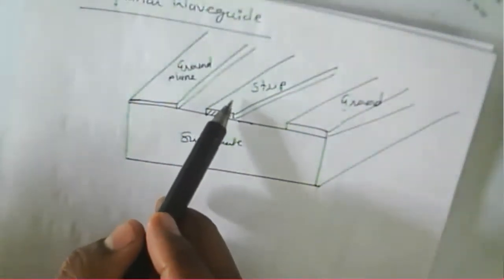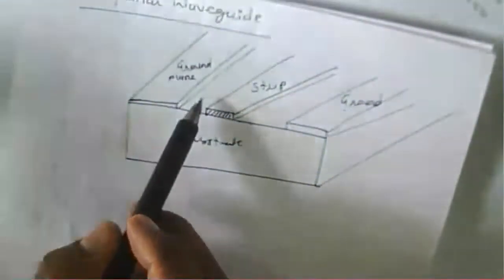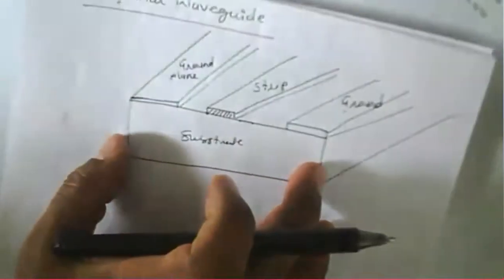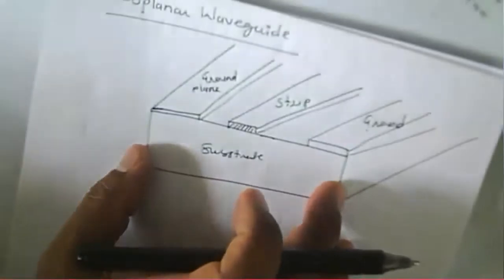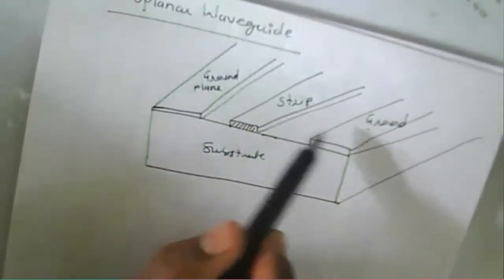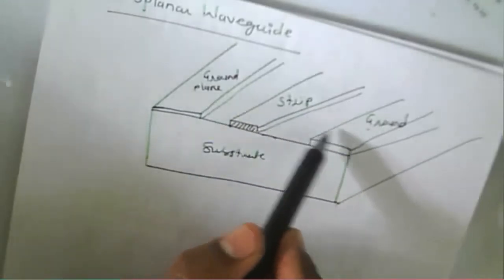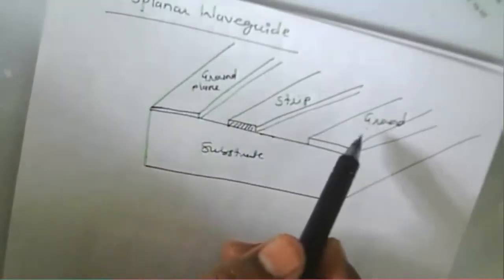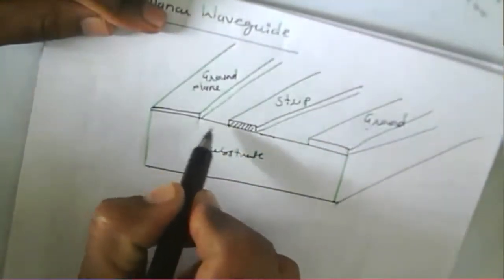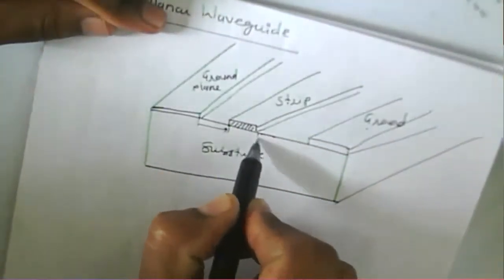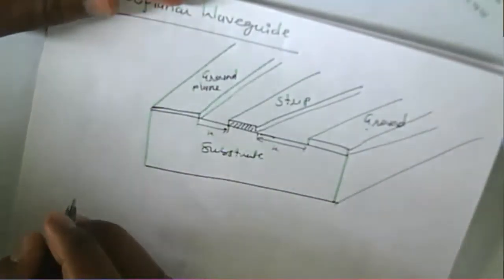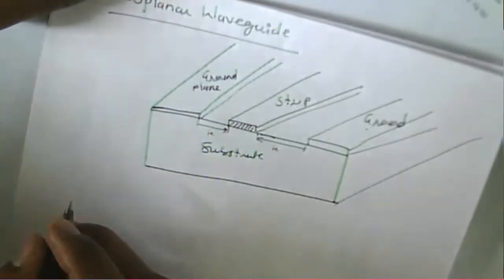Now this strip, we can see that it is at the center of the structure, that is the central strip, and that central strip has two parallel conductors, or you can say parallel ground planes. And if you see the distance between this particular strip and the ground plane, it is to be a constant. The distance should be the same there.